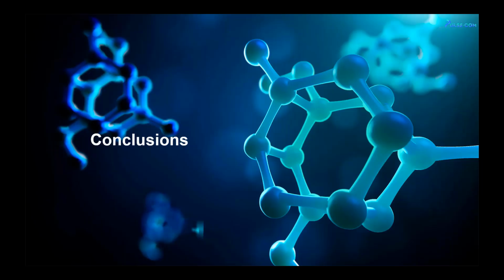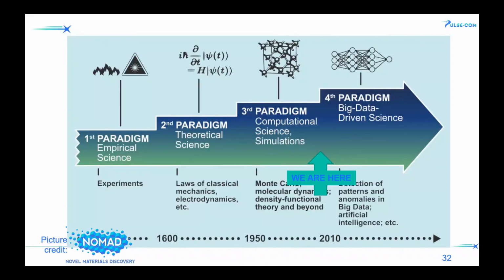Okay. So, again, about the paradigms of science, as I demonstrated, we are right about here, or probably even further. This was in the year 2010 that we were here. So we are moving forward into big data-driven science. We get more and more information from analyzing the huge number of calculations, and this is the way it's progressing right now in the community.